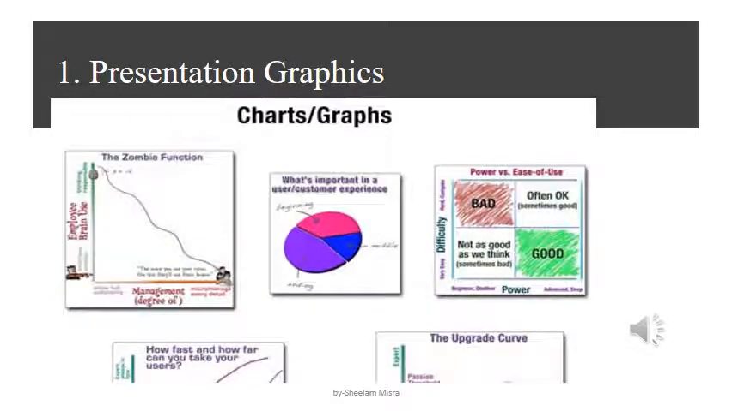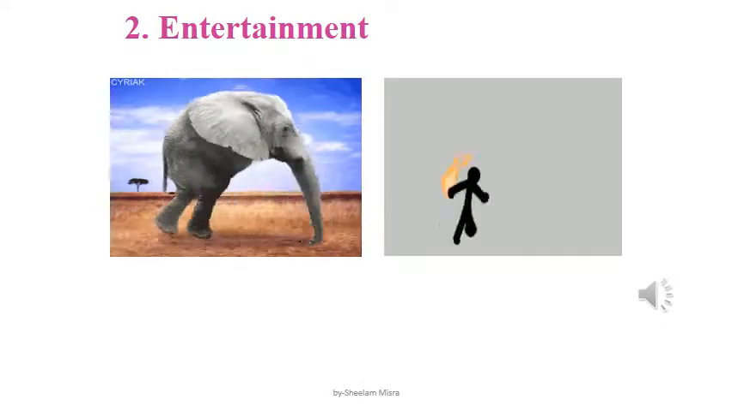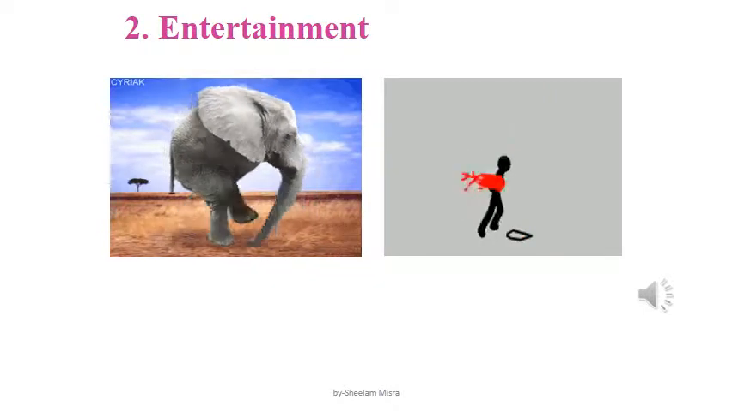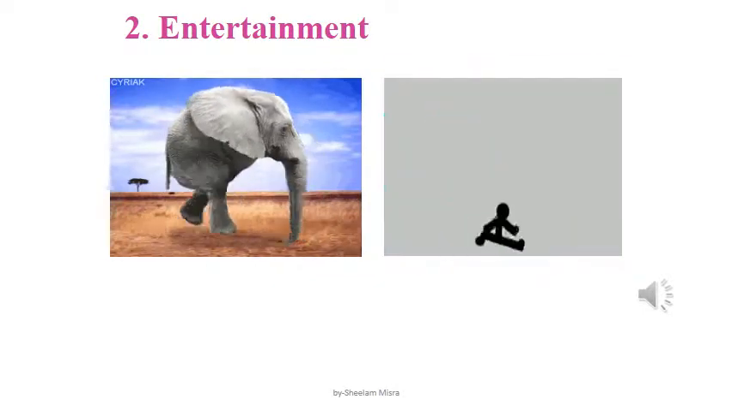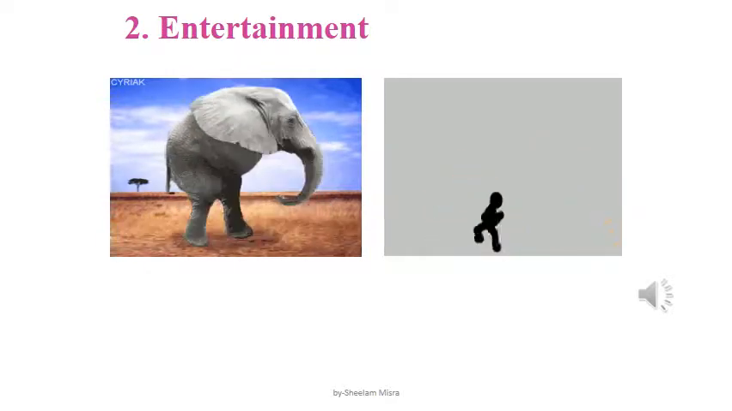So here different types of charts and graphs are shown. Through this we can present the graphics. The second application is entertainment. It is used in making motion pictures, music videos and television shows. So here are some running pictures on the screen which come under the category of entertainment, which is an application of graphics.